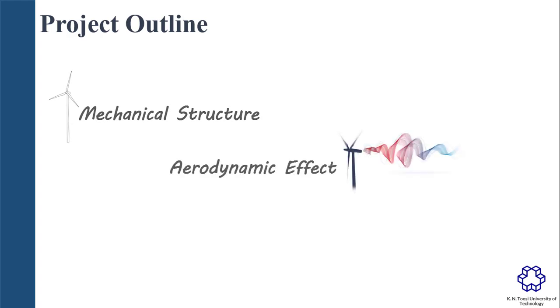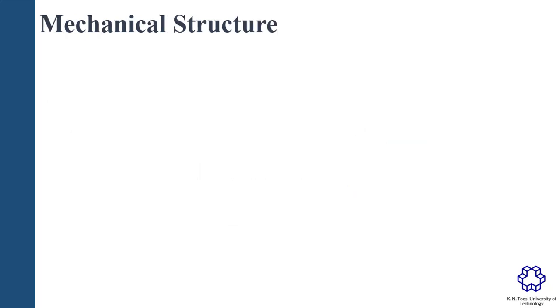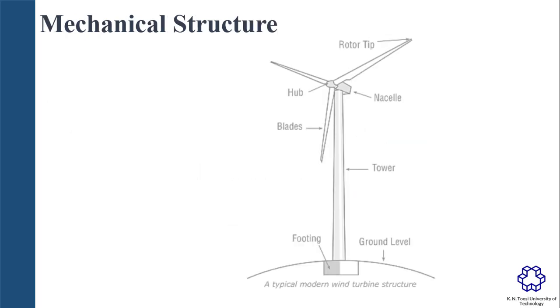Now, with no hesitation, let's look at the project outline. First, I will design the wind turbine structure with Simscape for simulation. Then, I will add aerodynamic effects to the model. And ultimately, I will design and implement the control schemes for pitch and yaw angles. Okay, let's start with the structural design.